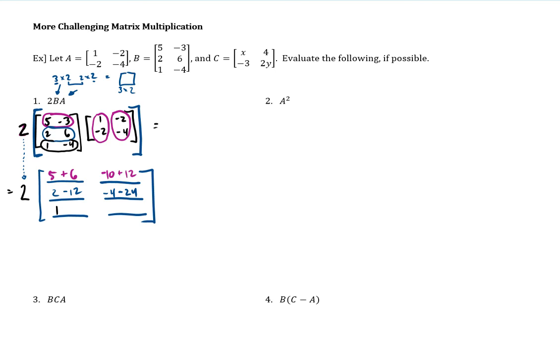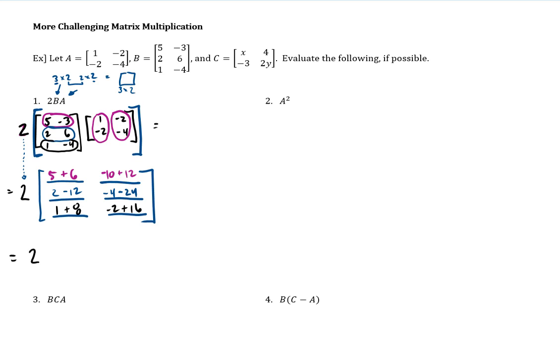So 1 times 1 is 1. Negative 4 times negative 2 would be a plus 8. And then let's do it one more time. 1 times negative 2 is negative 2. And then negative 4 times negative 4 would give us a positive 16. Okay, so that's what this one looks like so far.